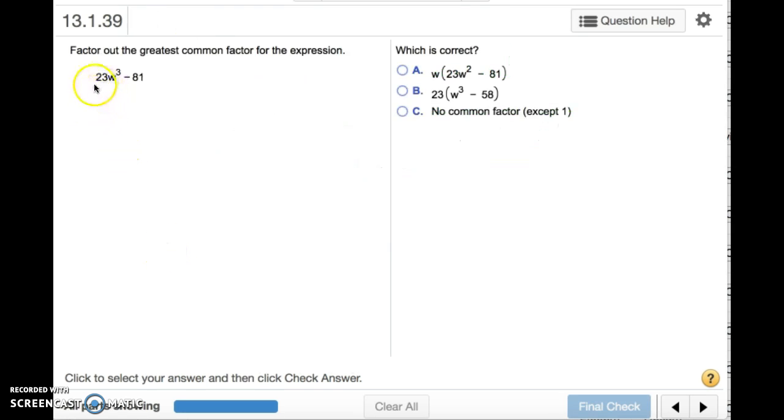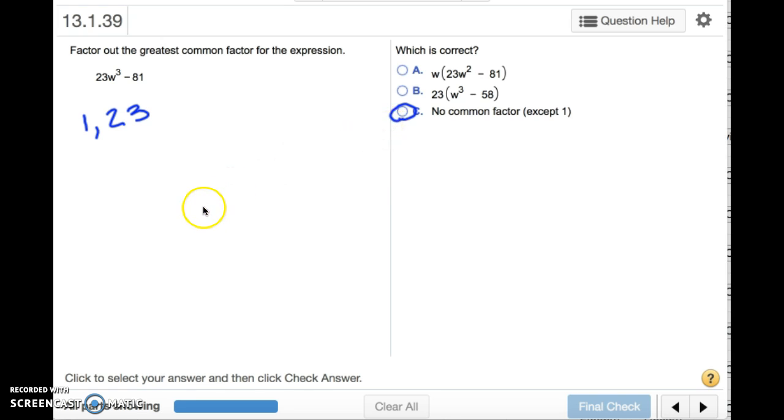The final example that I want to look at is another binomial. I have the two numbers 23 and 81. Now I know that 23 is prime, so that means the only factors are 23 and 1. So I look at 81, and if I need to check on a calculator I can, but 81 does not divide evenly by 23. So the only common factor that they have is 1, and we're not going to factor out that 1. So over here we have this option of no common factor except for 1.